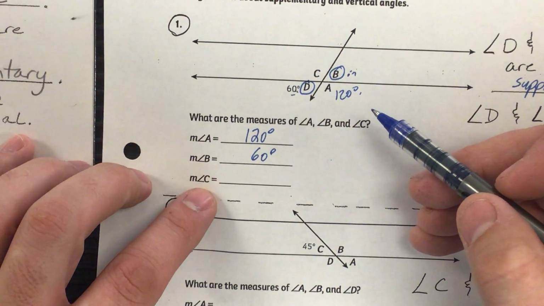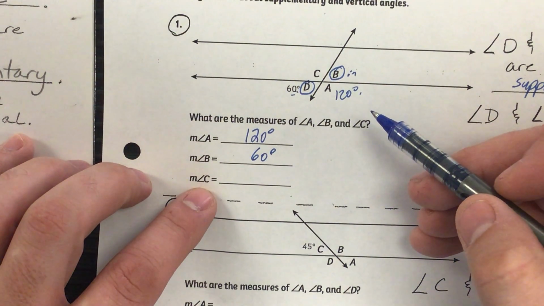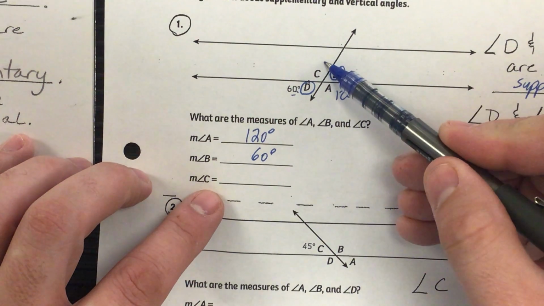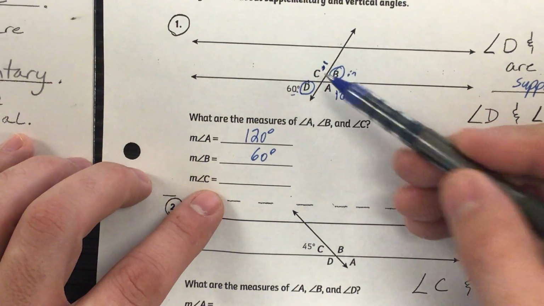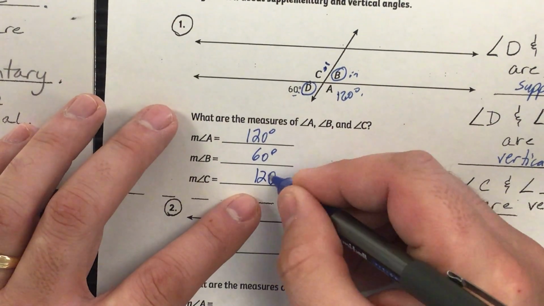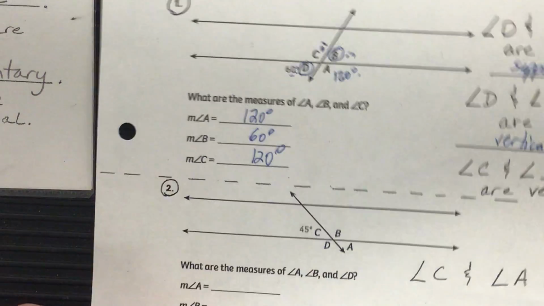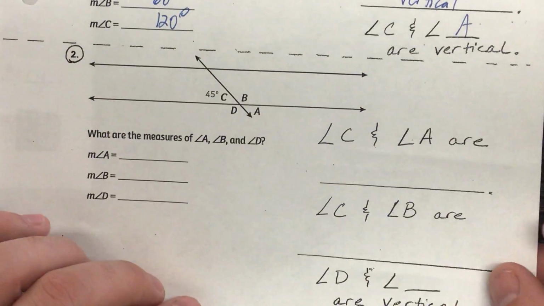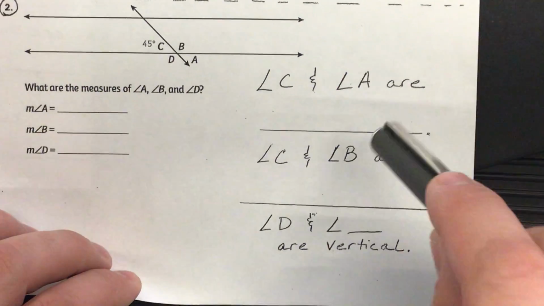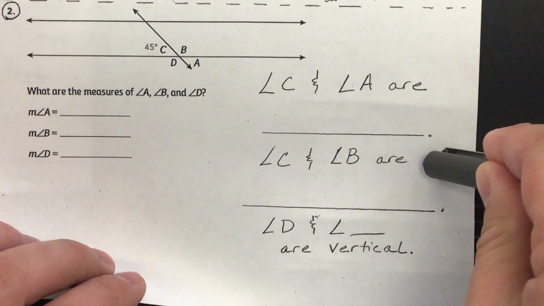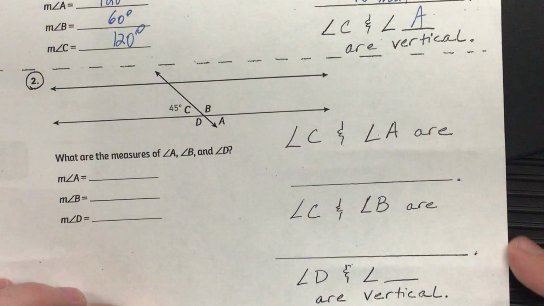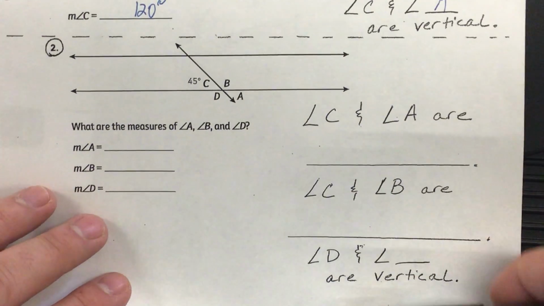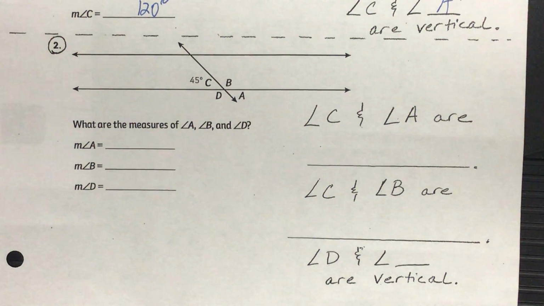Measure of angle C. Madison. No, it's 120. 120 again, across from each other. Or angles next to each other add up to 180. Either one is fine. Okay? I'm going to give you 2 to do by yourself. Fill in the blanks. Answer the 3 questions. We're going to do this one again, go through together, and then I'm going to have you try the last two.